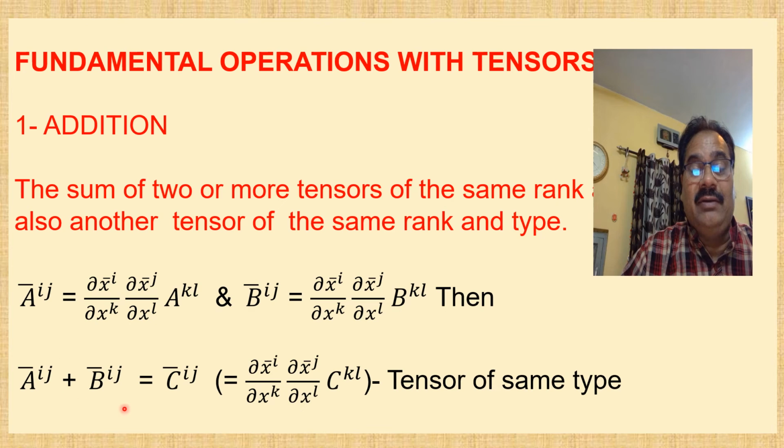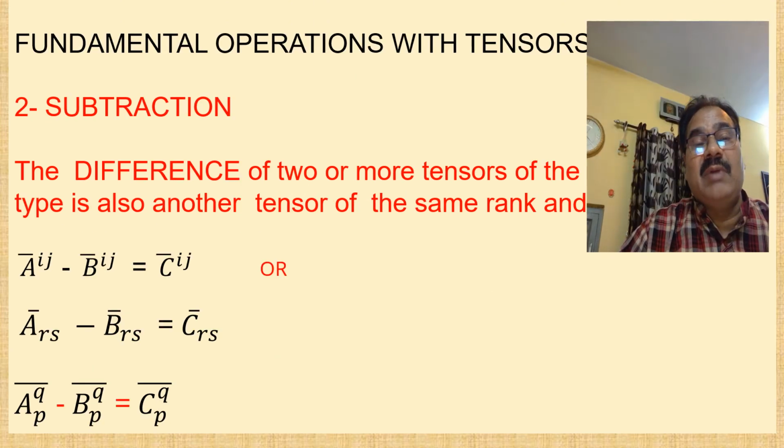Now you can add A bar^{ij} plus B bar^{ij} and you will get a new tensor, that is C bar^{ij}. If you want to define C bar^{ij}, then you can write ∂x bar^i over ∂x^k, ∂x bar^j over ∂x^l C^{kl}. So after addition you got the same type and the same order of tensor. So a tensor of the same rank and type, a new tensor C bar^{ij}. Similarly, you can do the subtraction also.